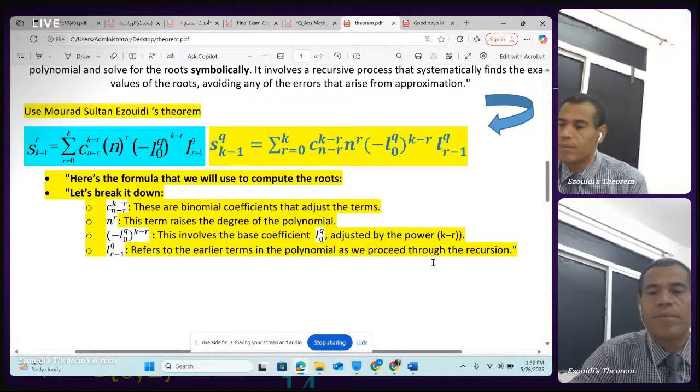Okay, so that's our mission for this deep dive. Let's unpack Ezouidi's theorem as presented in your sources. We need to figure out how it supposedly solves these things, like that 14th degree example, and aims for exactness where other methods approximate. Sounds good. Let's start with the specific polynomial itself.